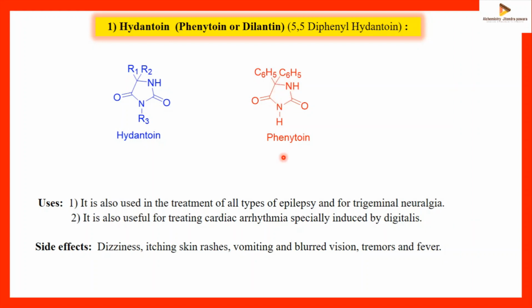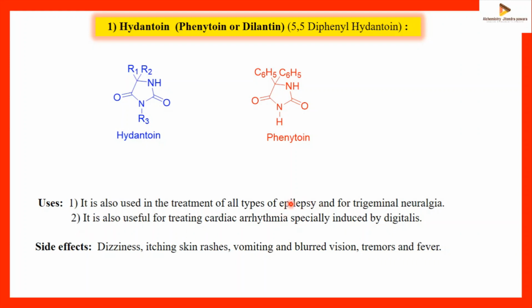Now we will see the uses of Phenytoin. It is used in the treatment of all types of epilepsy, and for trigeminal neuralgia. This drug has been used for the treatment of all types of epilepsy.